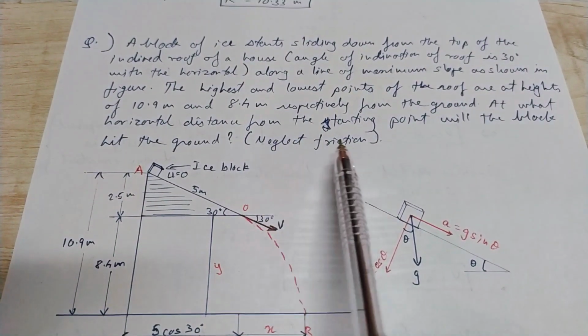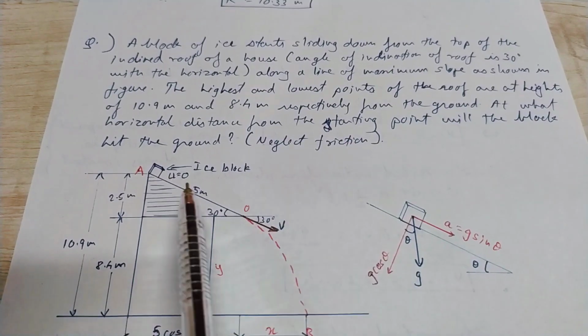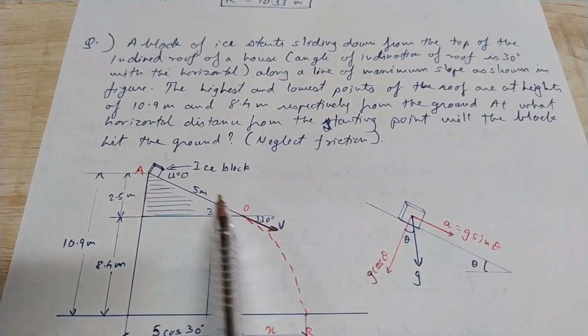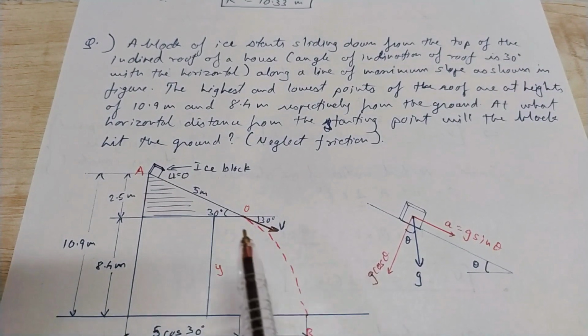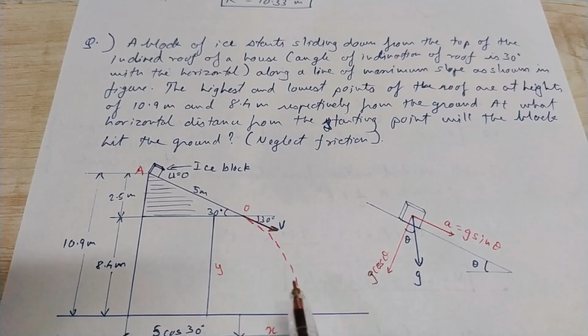It is also given that we have to neglect the friction. So from point A to O, we can neglect the friction on this inclined surface, and also from O to B we can neglect the air friction.